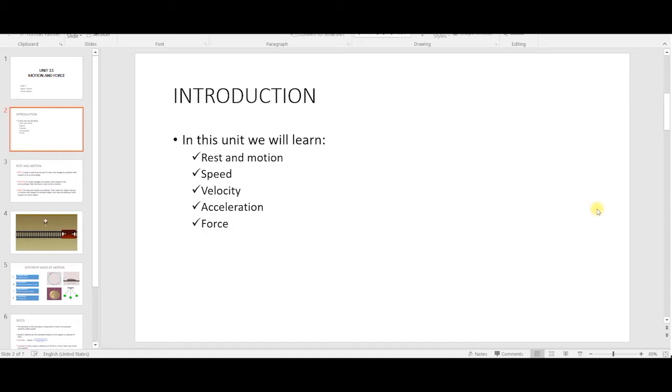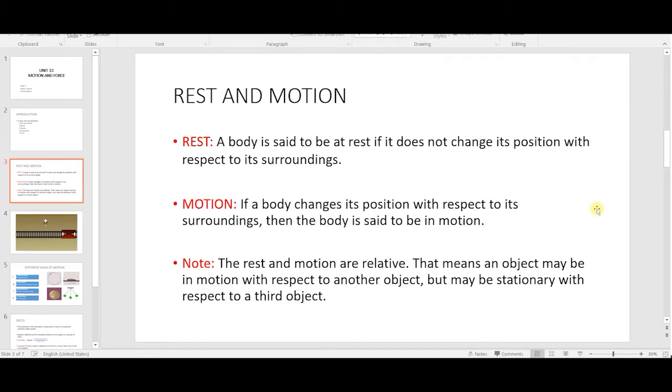Our lecture today is about motion and forces. Let's have an introduction about this unit. In this unit we will learn about rest and motion, speed, velocity, acceleration, and finally we will learn about forces.